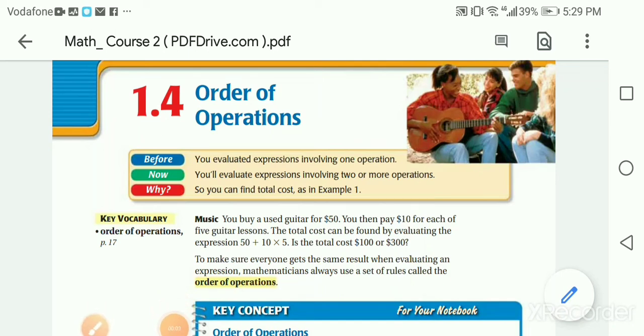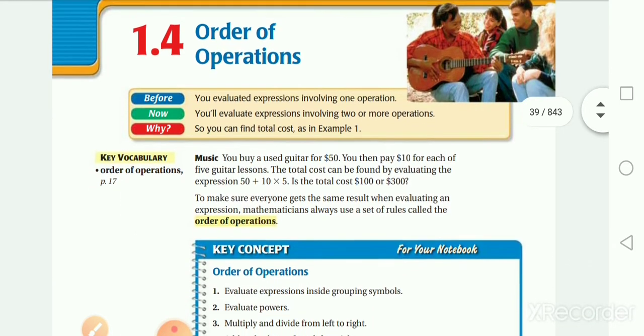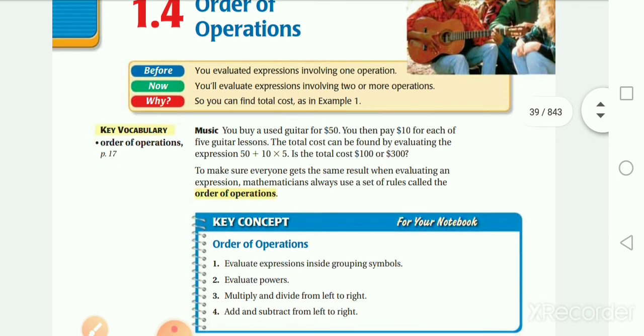I hope you're fine. Today we're going to have lesson 4, Order of Operations. Okay, on unit 1. Before, you evaluated expressions involving one operation, remember? Now you're going to evaluate expressions involving two or more operations. So you can find the total cost as in example 1 here.